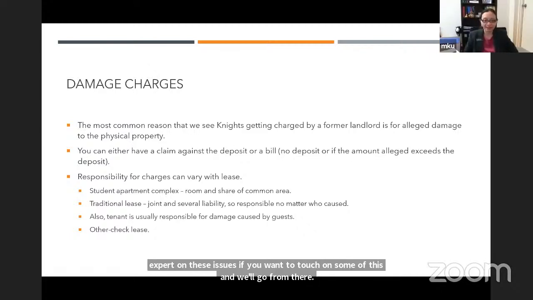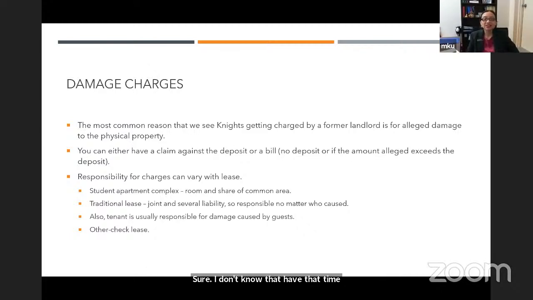Sure. I don't know that I have that title, but yeah, let's go through this. So a lot of students at student apartment complexes don't actually pay a security deposit when they move in. Sometimes they might think they do because they have to pay some money, but when we look at the lease, it says $0 for security deposit. The money they paid turned out to be for first month's rent, maybe an application fee, something like that. So if you move in and there was no security deposit paid, keep in mind, yeah, it was cheap to move in that way, but that means there's no pot of money there for the landlord to dip into in case they find any alleged damages to hold you responsible for.